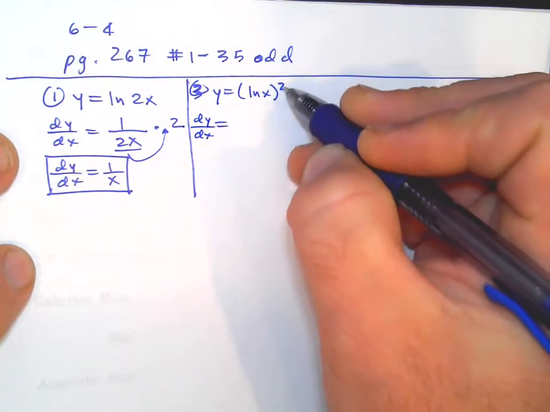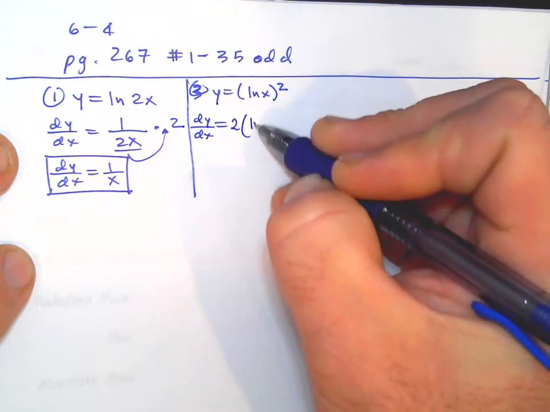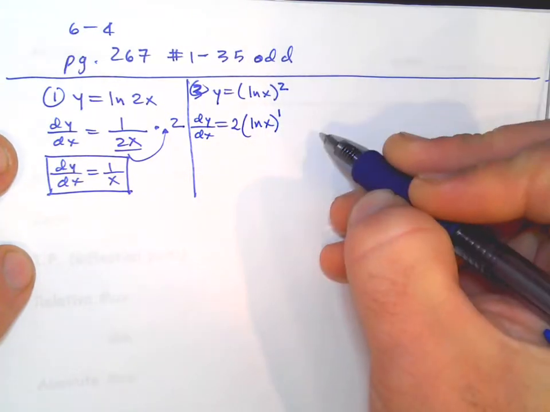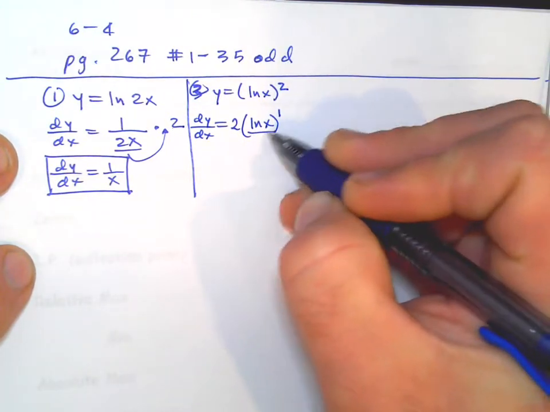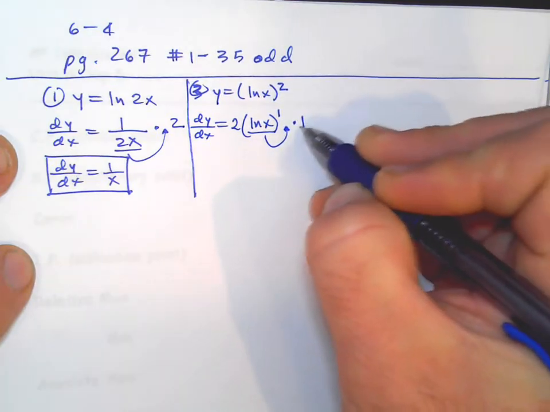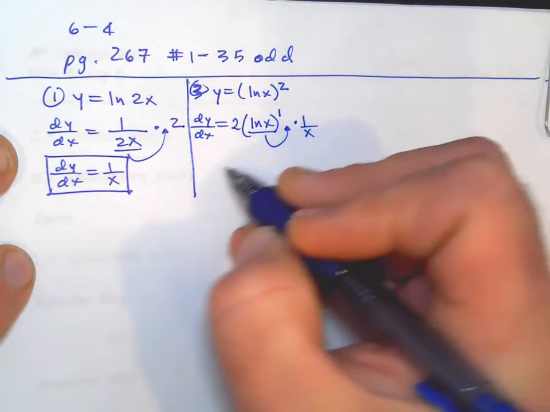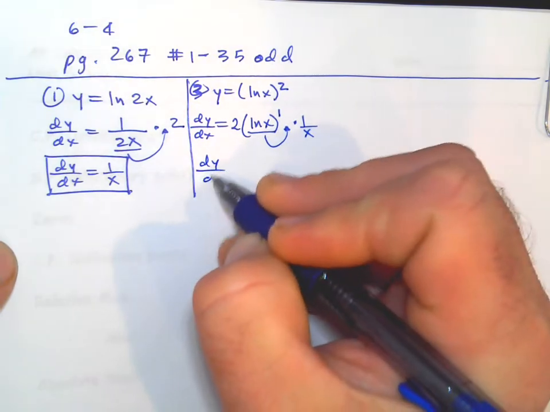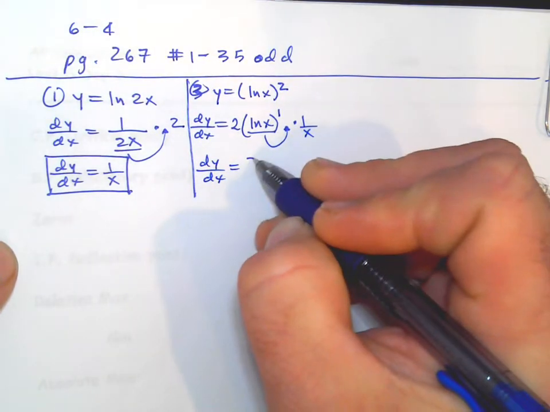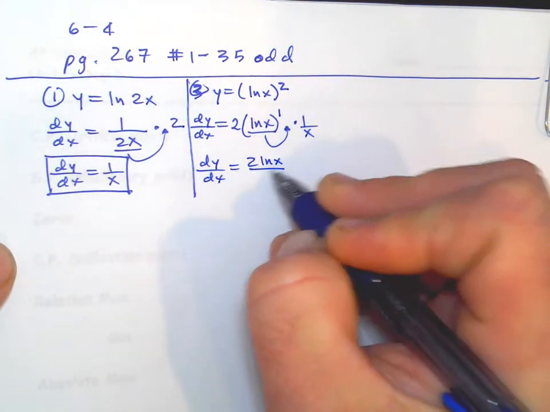Chain rule, we're going to do the outer rule first, which is an exponent. Leave the inside the same, right? Decrease it by 1, and then multiply by the derivative of what's inside afterwards. So dy dx equals 2 natural log of x over x.